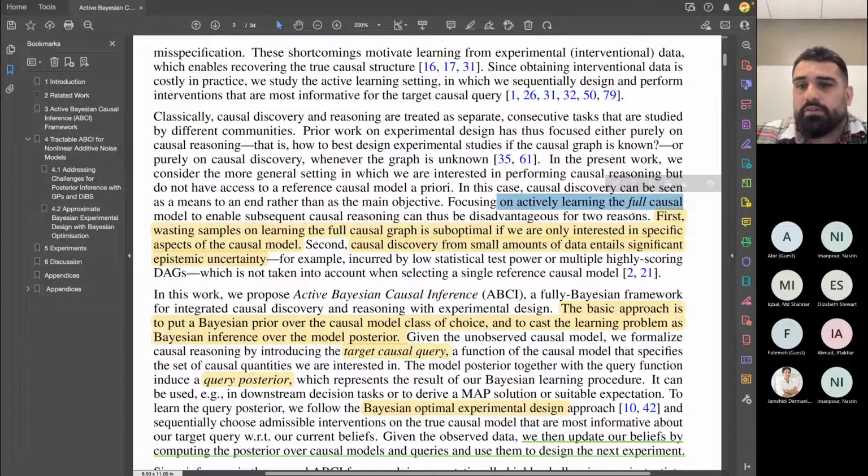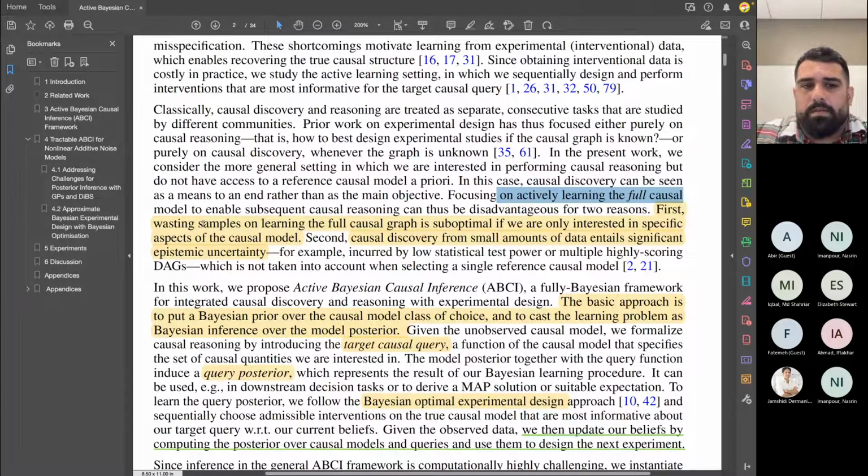And they mention that there are two disadvantages in trying to learn the full causal graph. One of them is wasting samples on learning the full causal graph. A lot of sampling would be required in order to do that. And also, if we have limited observational data, or small amounts of data, there would be a lot of errors in trying to find the true causal model, because with a limited sample we may have multiple DAGs that may not show the true representation of the true causal model.